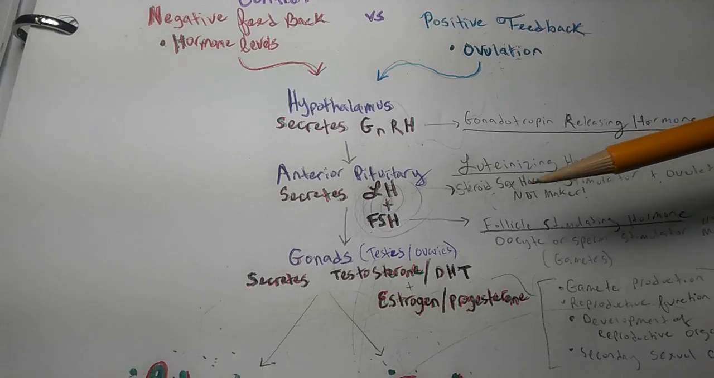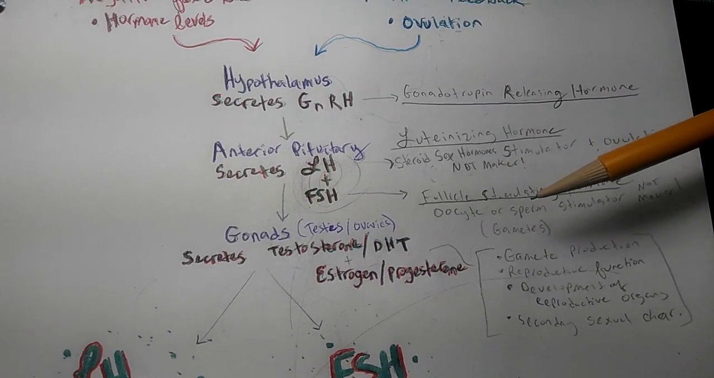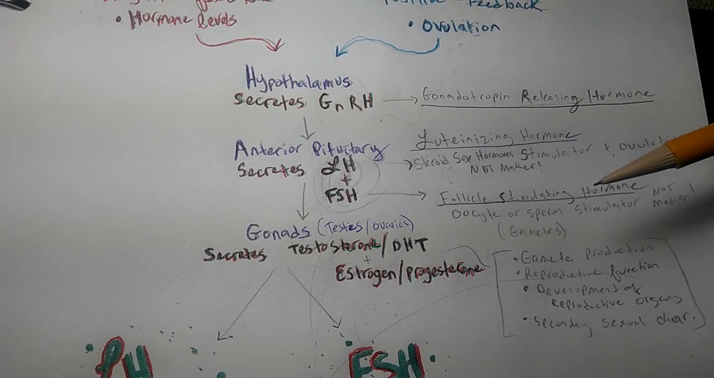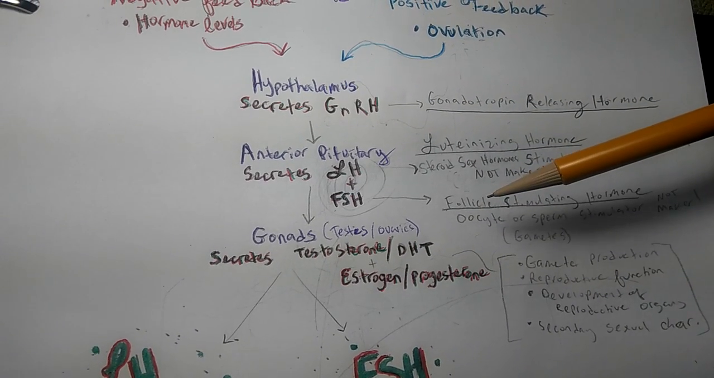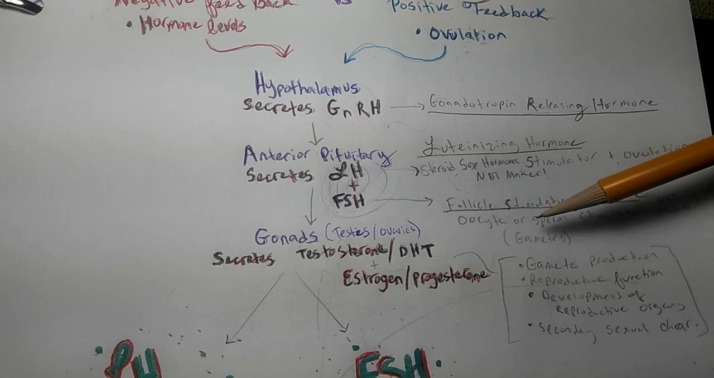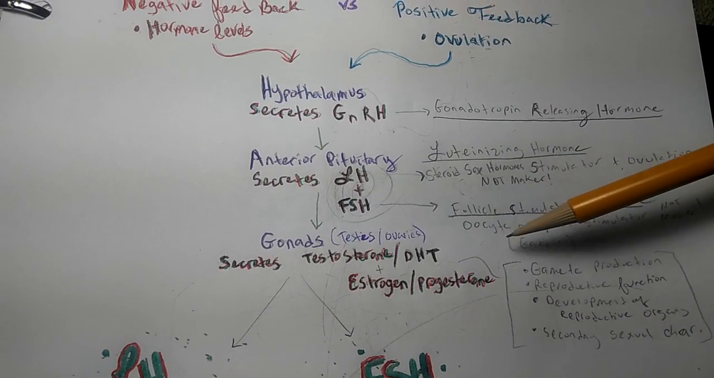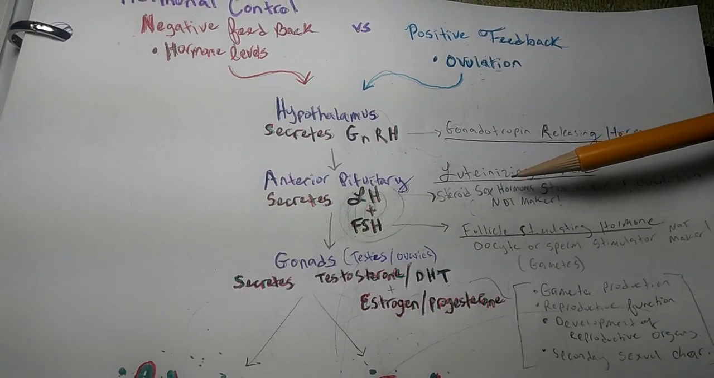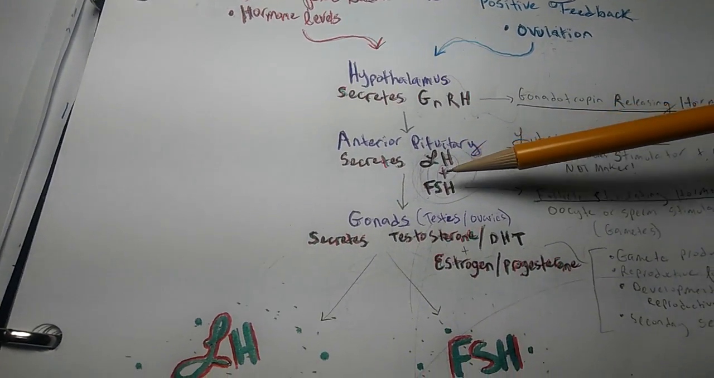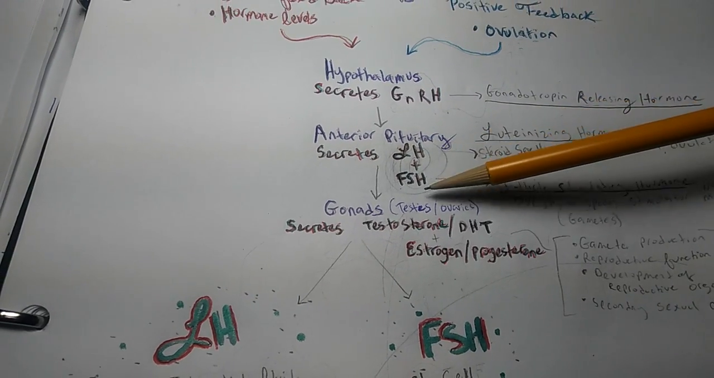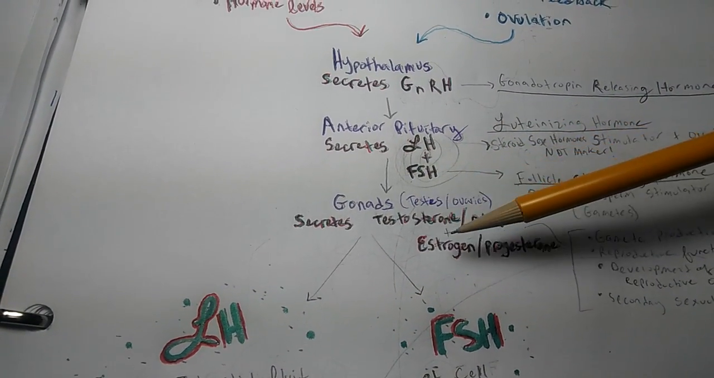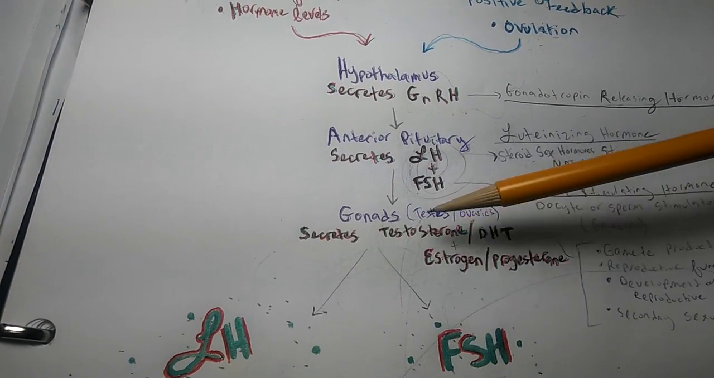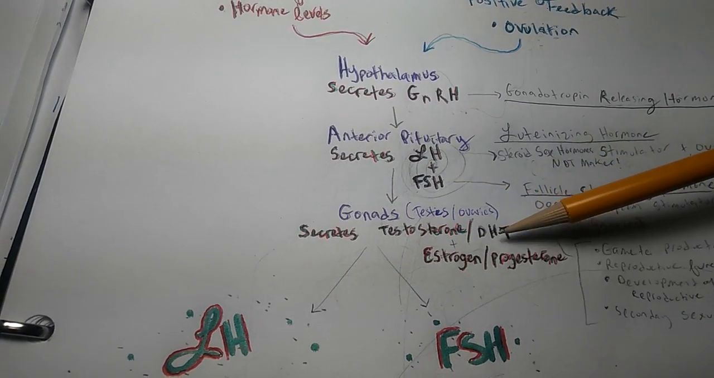They just communicate. The FSH is the follicle stimulating hormone. It is the stimulator for the oocyte and sperm. Oocytes and sperm are another name for gametes. Again, hormones are not makers. They're just messengers. So once the LH and FSH reach the gonads, they can then secrete male hormones, testosterone and DHT.